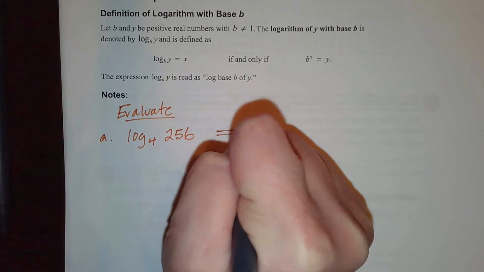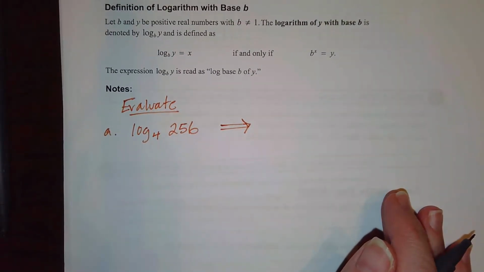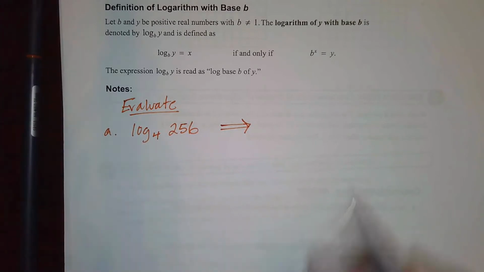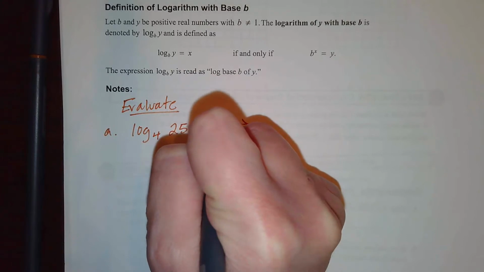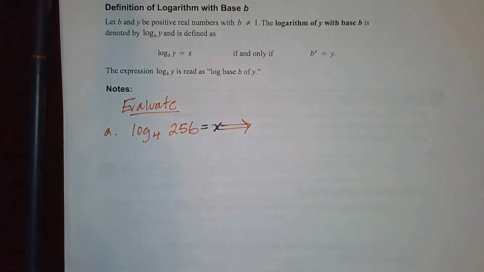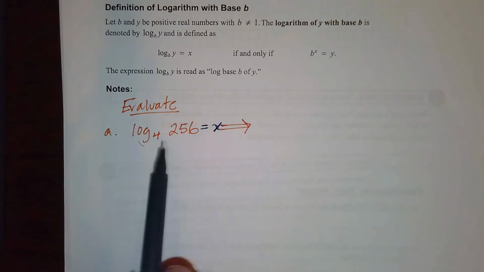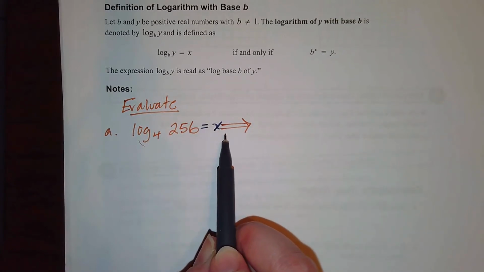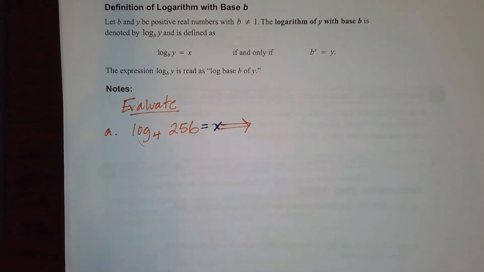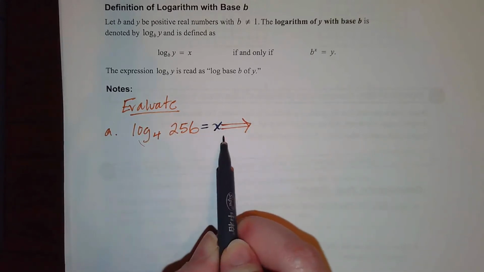And so one of the ways I would like you to do this is to change this into exponential form. What I mean by this is, if you set this equal to some variable, in this case let's just set it equal to x, because we love to use our x's, right? We're going to change this log equation. Now it's an equation because I have an equal sign and some number. We already know that this equals 4, because that's what we just figured out on our calculators. But let's pretend we didn't know. So we're going to say log base 4 of 256 equals x.